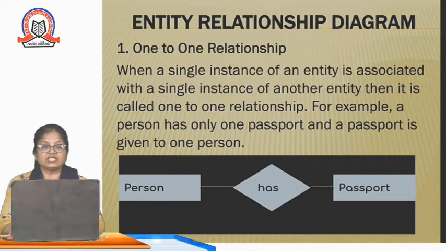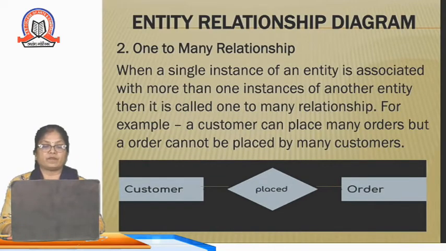One to one relationship: when a single instance of an entity is associated with a single instance of another entity, then it is called one to one relationship. You can see in this example, a person has passport, means a person has only one passport and a passport is given to the one person. So this is one to one relationship.